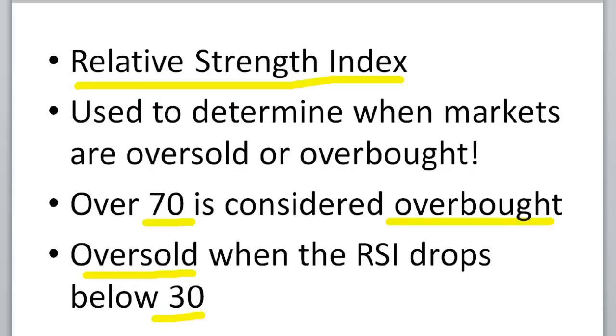So once again, it's used to say when things are overbought and when things are oversold. So traders will use it when they see that a trading instrument is oversold, they might decide to buy it. If they see that something's overbought, then they might decide to short it based on this 30-70 figures within the index.